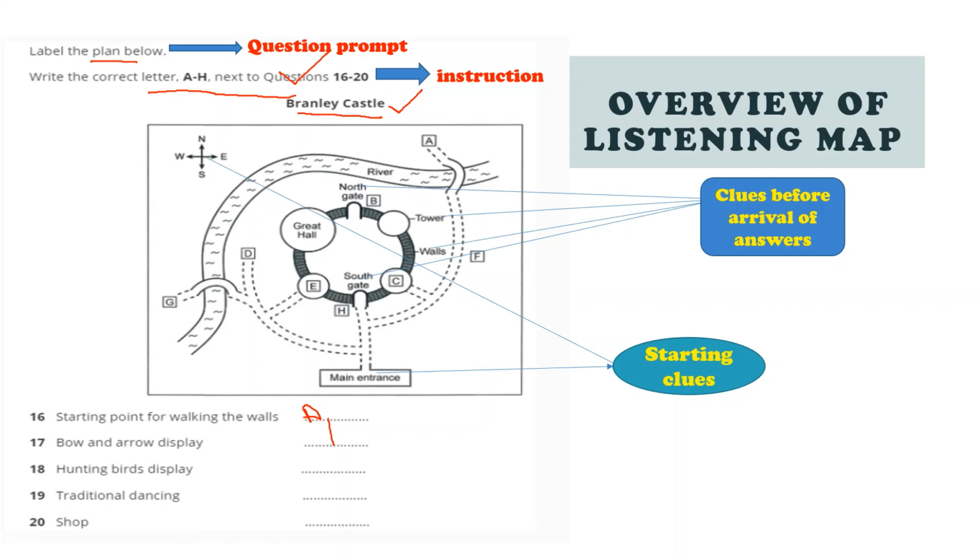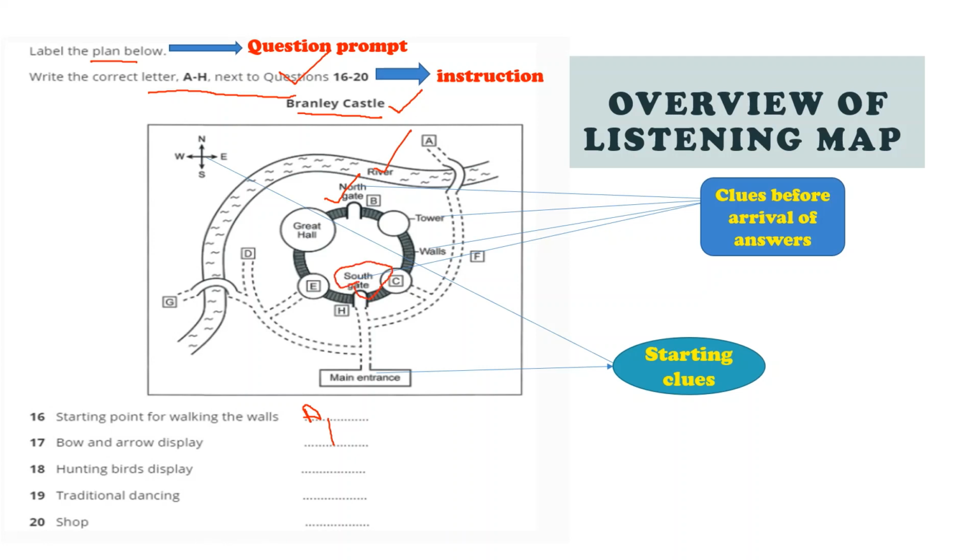And then the words that are given in the map again help us to listen to them and get to know that we are going to listen to our answers. So these clues will help us realize that our answers are going to come. So now we are standing at the main entrance, or if we say near the south hall, near the south gate.